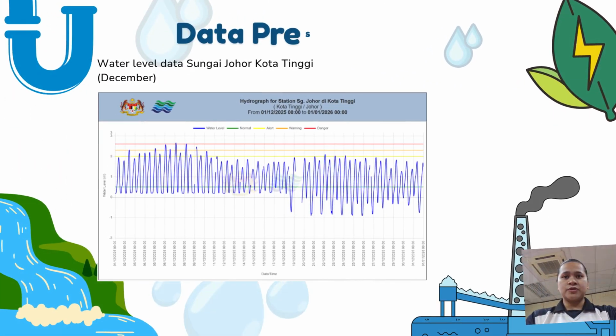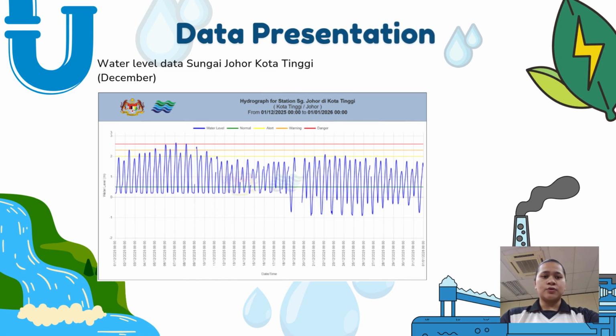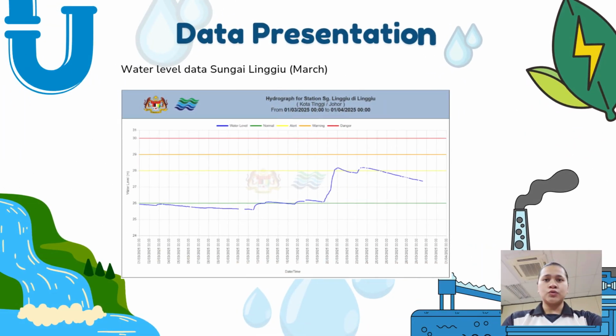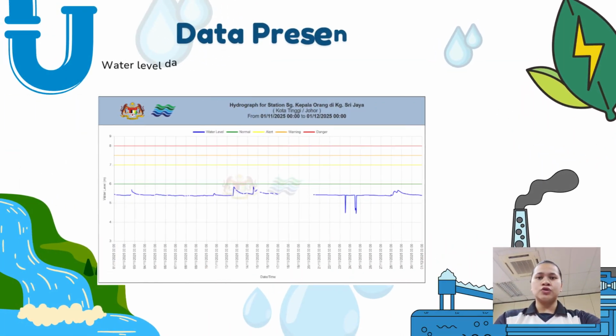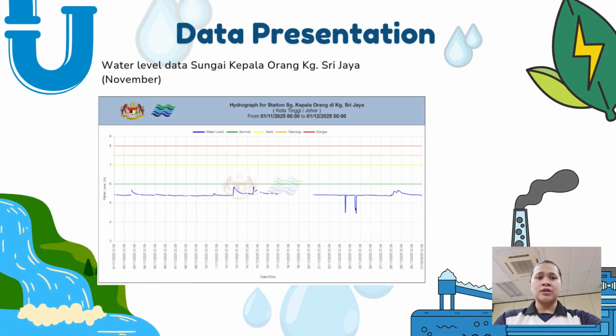So now I will present the water level for each station. For Sungai Johor di Kota Tinggi, it frequently shows that the water level reaches danger level. Next, station Sungai Lingyu reached alert level, where the water level increased above normal level by the end of the month. Lastly, station Sungai Kepala Orang. For this station, even though March has the highest rain, the water level still remains at the normal level.